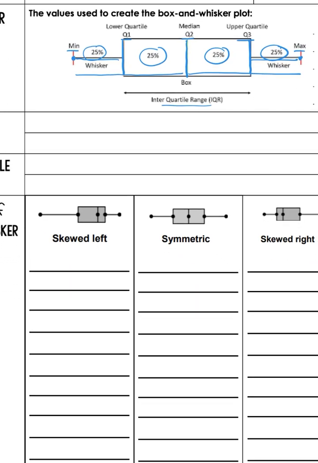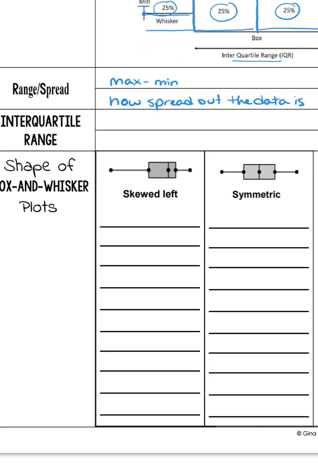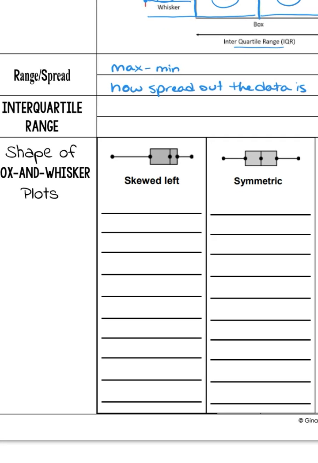We also defined the range and spread already. We know that the range is the max minus the min. And that is how spread out the data is. We know that the inner quartile range is another way to measure the spread, and that is Q3 minus Q1. That is your inner quartile range. You'll see it abbreviated IQR, and that is the middle 50% of the data.